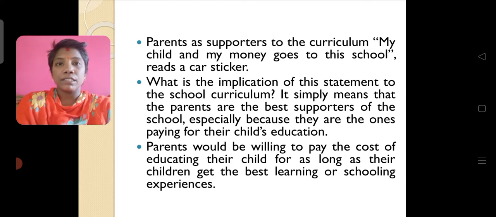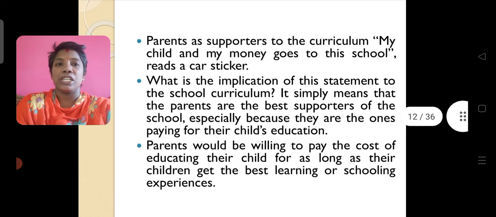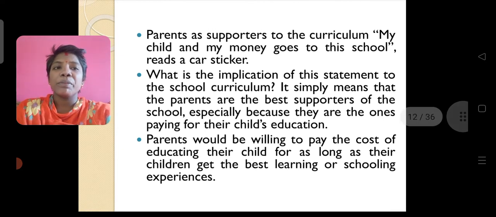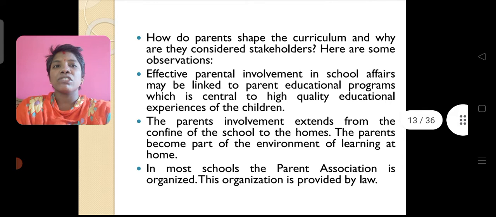Parents are the best supporters of the school, especially because they are the ones paying for their child's education. So they are the ones who pay for a child's education. Parents would be willing to pay the cost of educating the child as long as the child has the best learning or schooling experience.